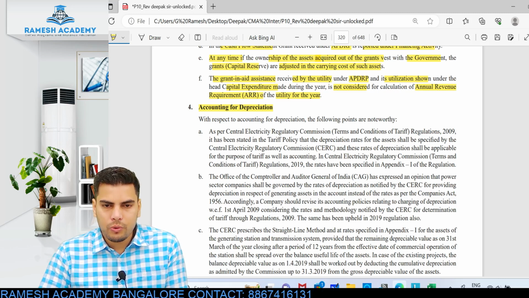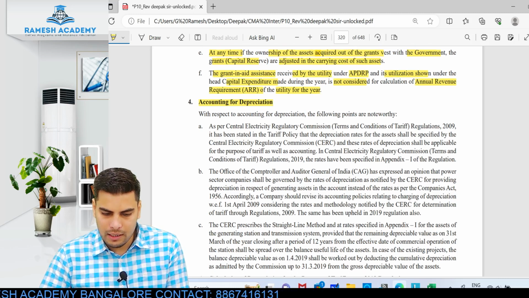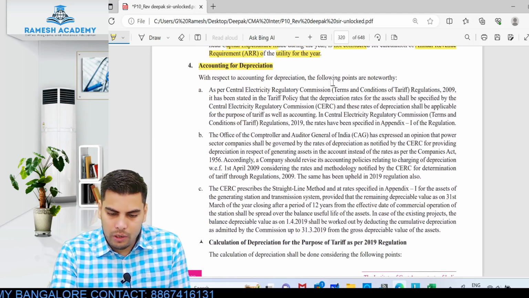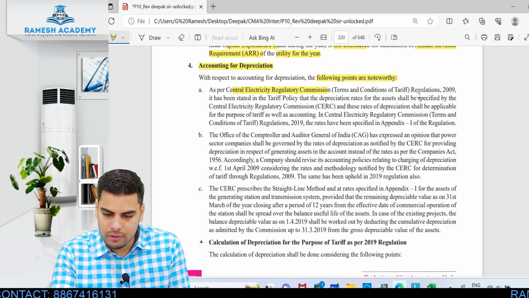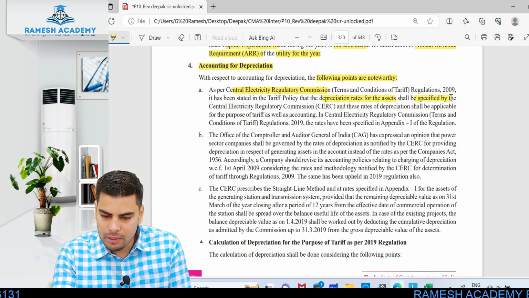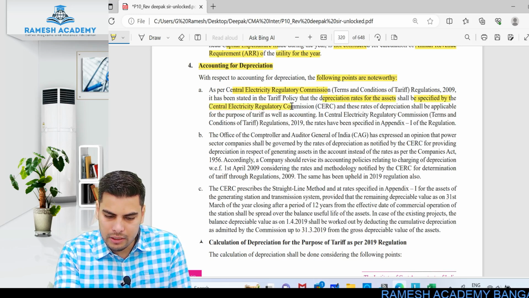Okay, when it comes to depreciation on these assets, how exactly are we supposed to show? Okay, so let's just understand this. With respect to accounting for depreciation, the following points are noteworthy. So, as per Central Electricity Regulation Commission, it has been stated that the tariff policy, that the depreciation rates for the asset shall be specified by the Central Electricity Regulatory Commission, and these rates of depreciation shall be applicable for the purpose of tariff as well as accounting.